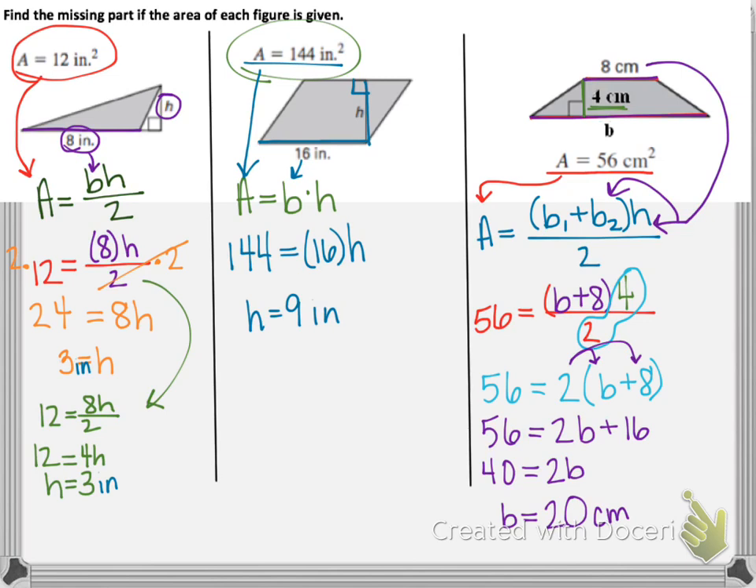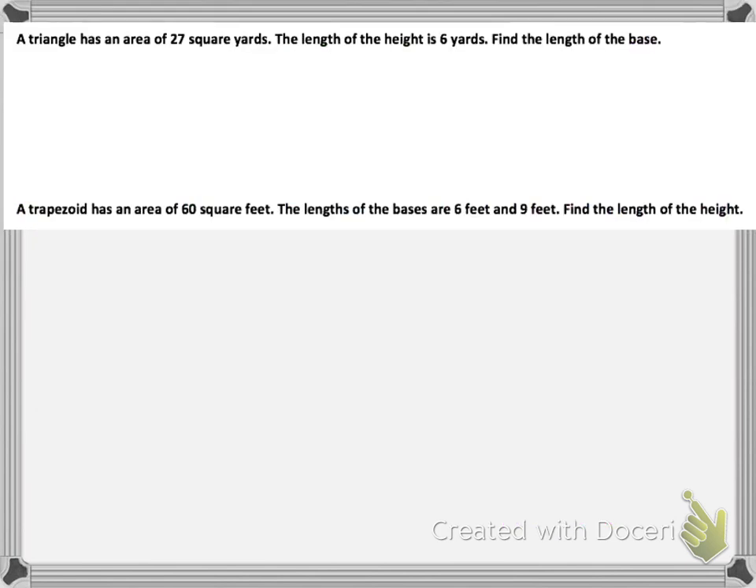All right. Now, it's not quite geometry until we start throwing in words. So, a triangle has an area of 27 square yards. Okay, so we know A equals 27. The length of the height is 6 yards. So now we know h equals 6. Okay. Find the length of the base. So base is what we're trying to find.